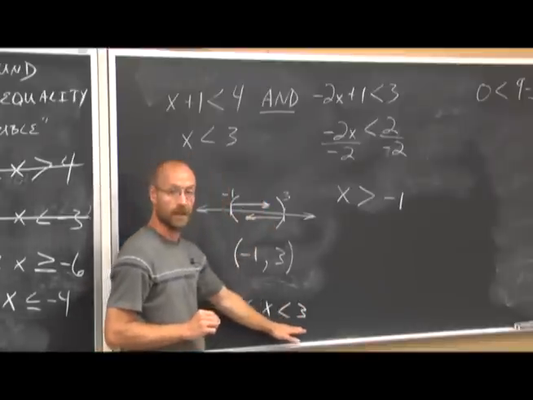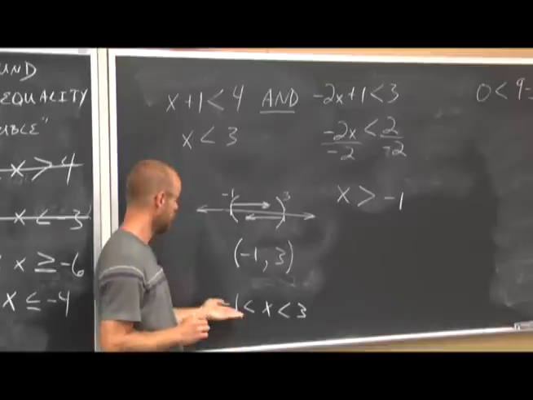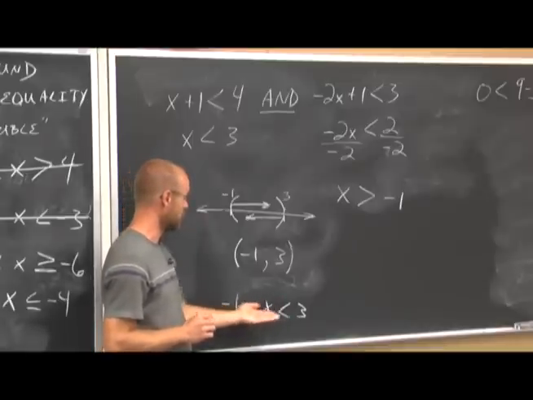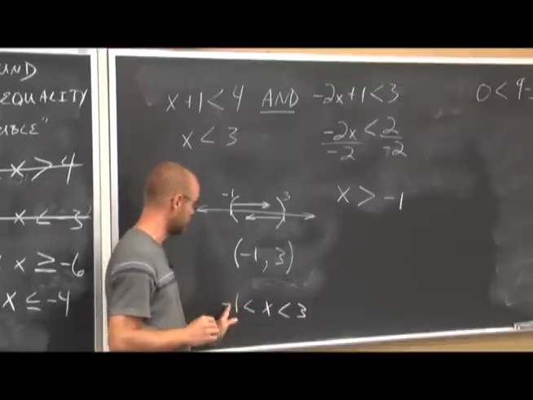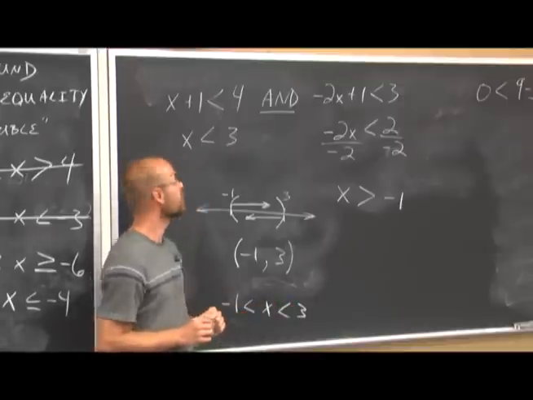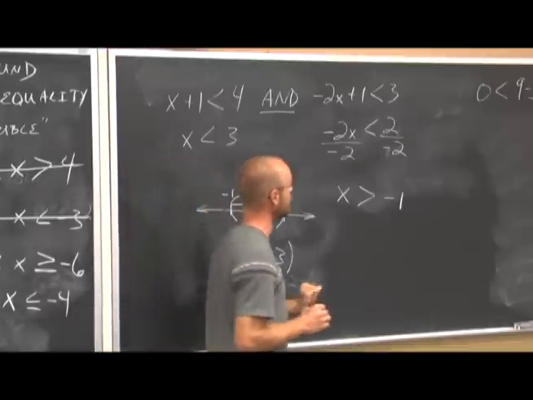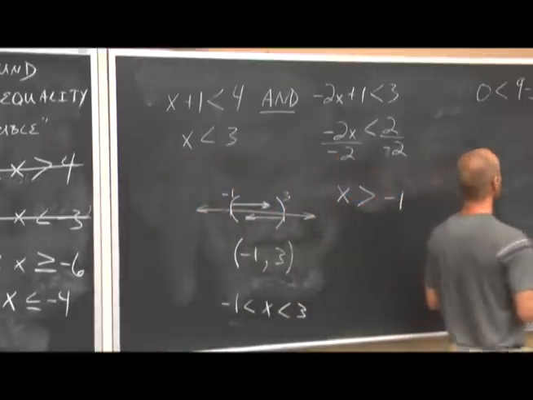And we can see this is a proper double inequality. Negative 1 is less than 3. So that's a true statement there. They're both less than signs, and it goes from least to greatest. All right, so that's that example. We're going to move on to this one here.